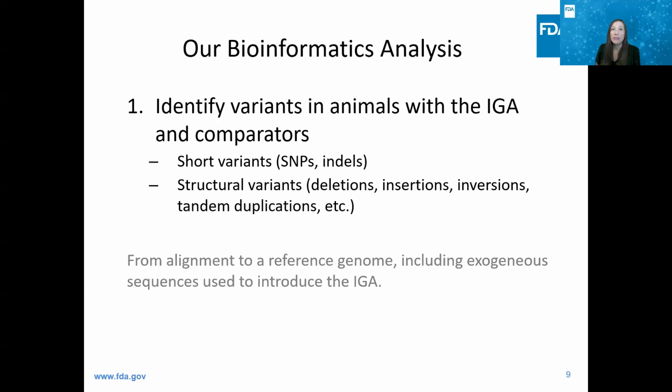The first step of our analysis is to identify the variants in all samples for which data was submitted, both in animals with the IGA and comparators. We look for both short variants and larger structural variants. Short variants include single nucleotide polymorphisms, or SNPs, and short insertions and deletions, abbreviated indels. Structural variants include larger insertions and deletions, as well as genomic rearrangements like inversions and duplications.